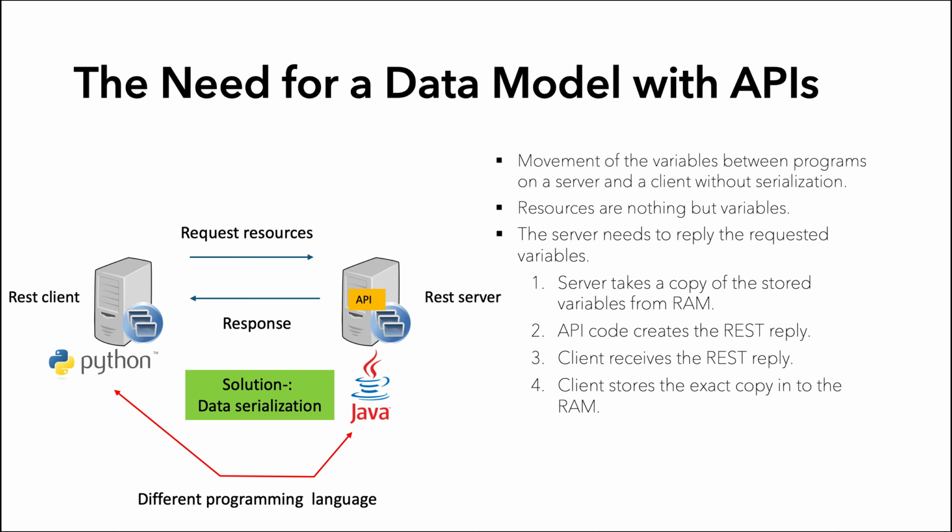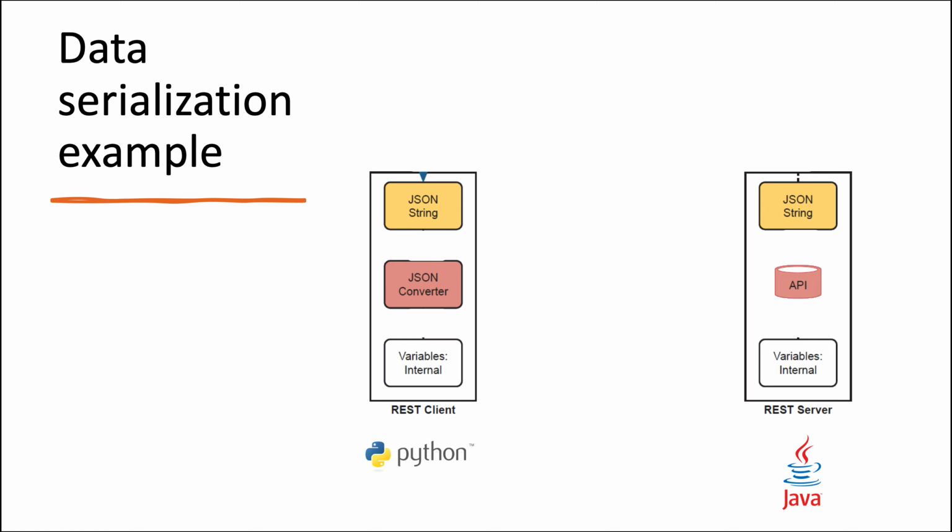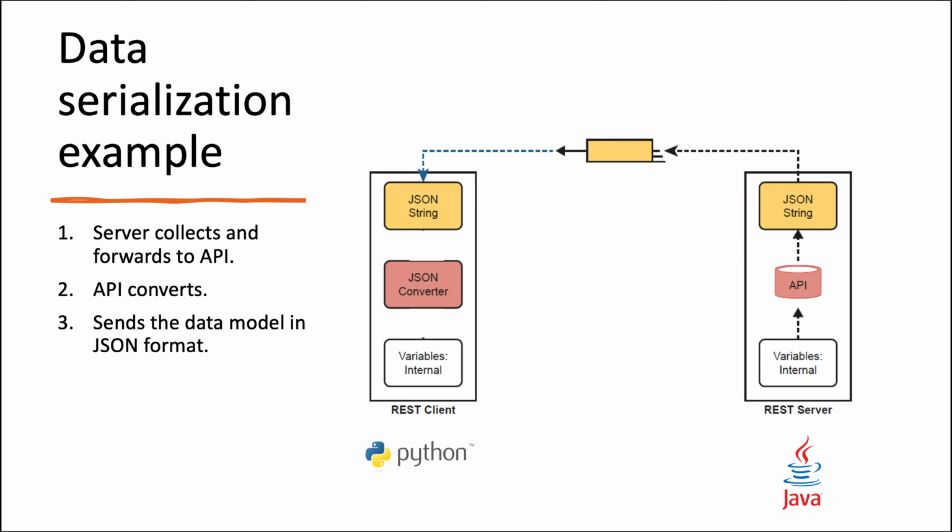So next, let's see how using a data serialization language can solve this problem. Let's take the same example. Here we have serialization. Here the server collects the internally represented data, that is variables, and gives it to the API. The API converts the internal representation to a data model representing these variables. Here we are using JSON for example. The server sends the data model in JSON format via messages across the network.